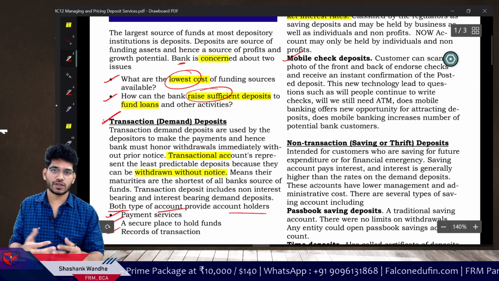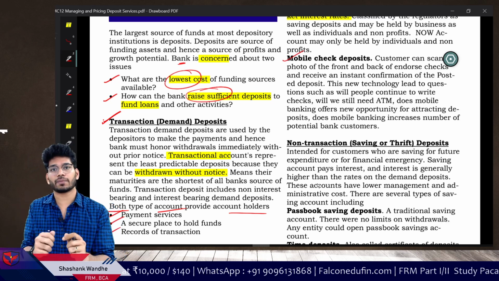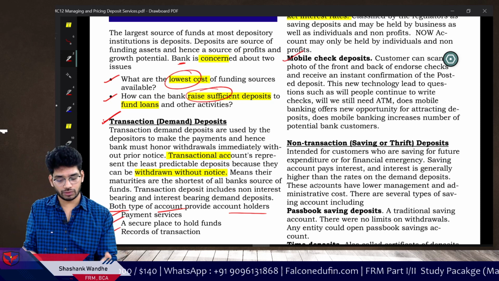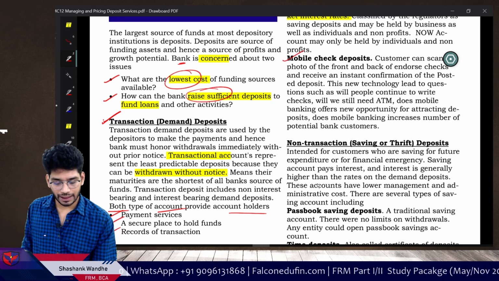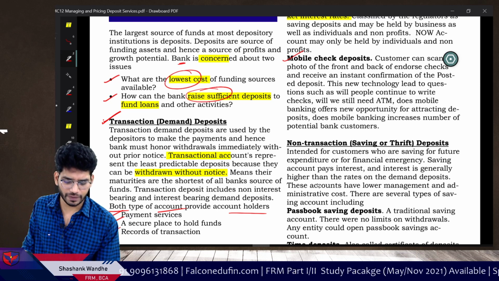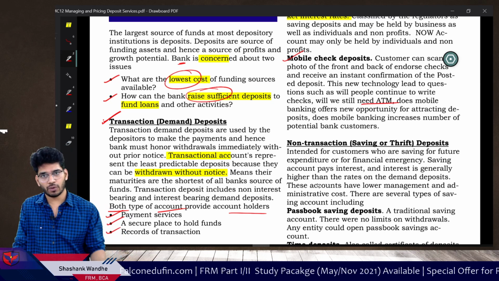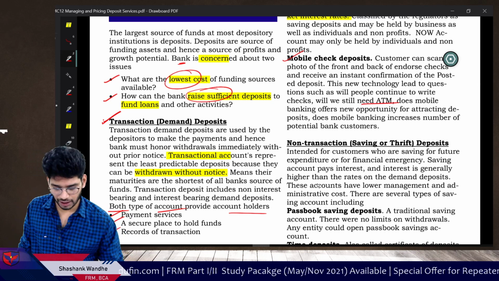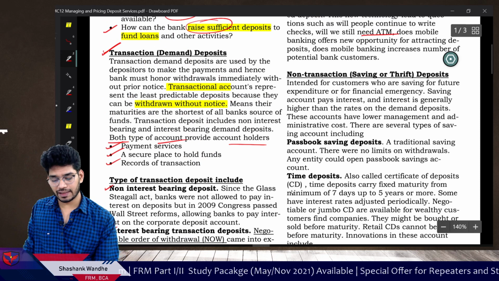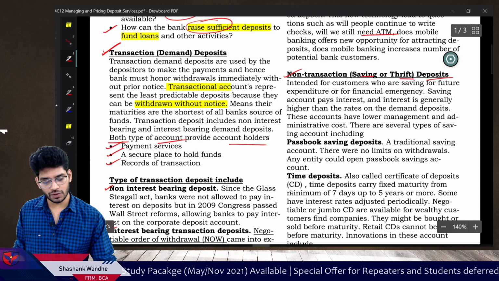In a mobile checking account, just imagine a mobile banking account, the bank account where you are allowed to go with mobile banking. And then there are concerns raised like should we still need ATMs and so on? What are the opportunities with mobile banking and so on? Again, simple to read. The next is the non-transaction account, which is the savings and or thrift deposit accounts.